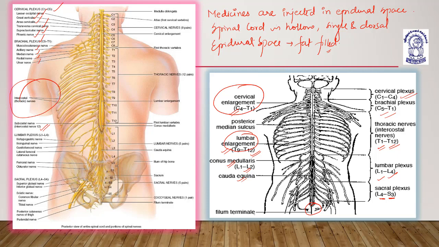Okay, spinal cord extends from first cervical vertebrae to first lumbar vertebrae. Cauda equina or horse tail at the level of L1. Then filum terminale. Spinal cord extends up to conus medullaris, which is the nervous part.